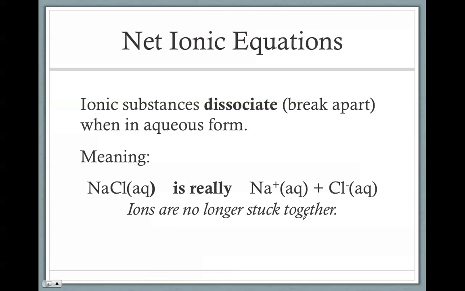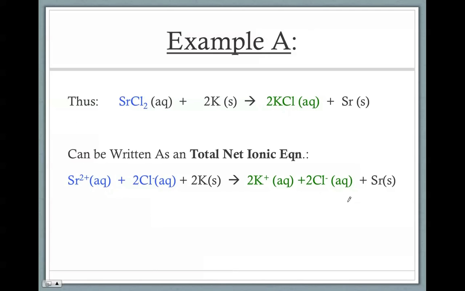All right, we also need to talk about something called the net ionic equation. This is when ionic substances basically dissociate and break apart when they're in the aqueous form. So when we had NaCl AQ, that really means that in the solution we have sodium ions and negative chlorine ions. Ions are no longer stuck together when they're in the aqueous form.